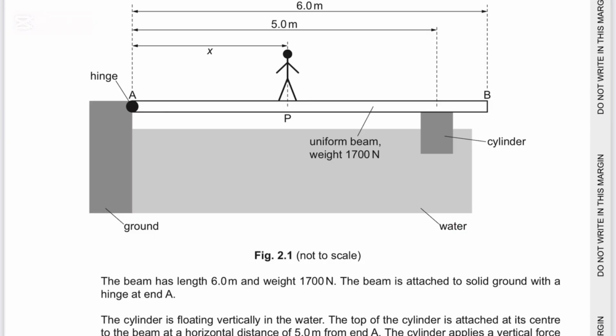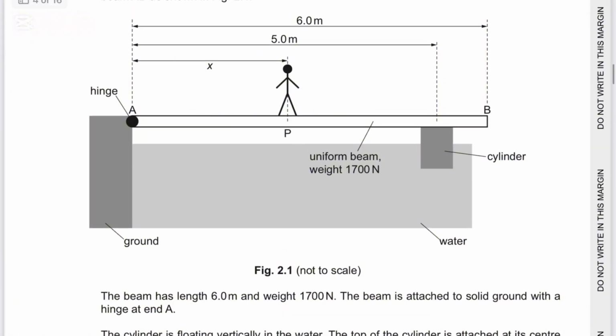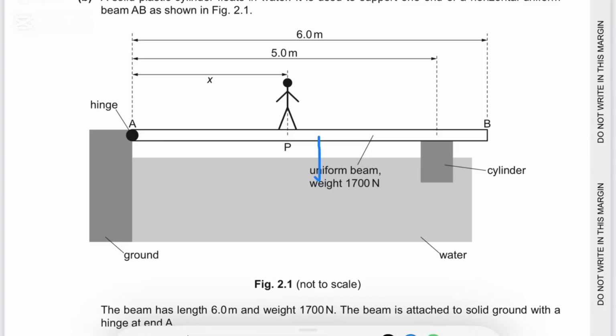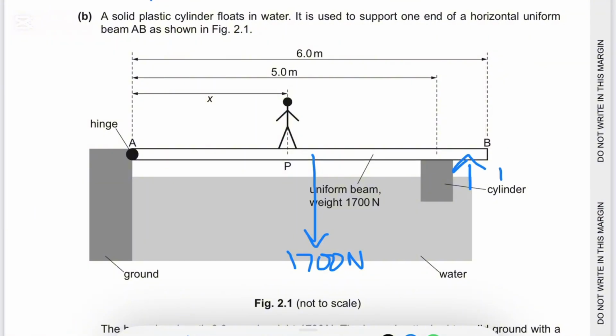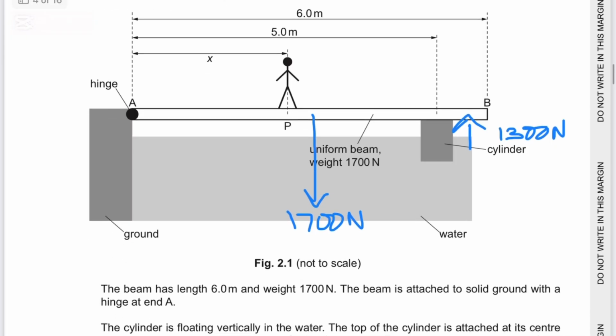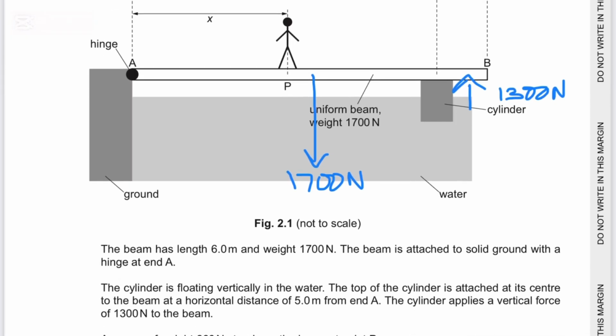The beam being uniform means that the weight of this beam acts from the exact center of the length. So that would be around 3 meters from either of these ends. Let's say the center is somewhere around here and it weighs 1700 newtons. This is where the downward force acts. Next up, the cylinder exerts a force of 1300 newtons to the beam, so that's going to be upwards. And then lastly, you have the weight of the person standing on this beam who weighs 660 newtons.